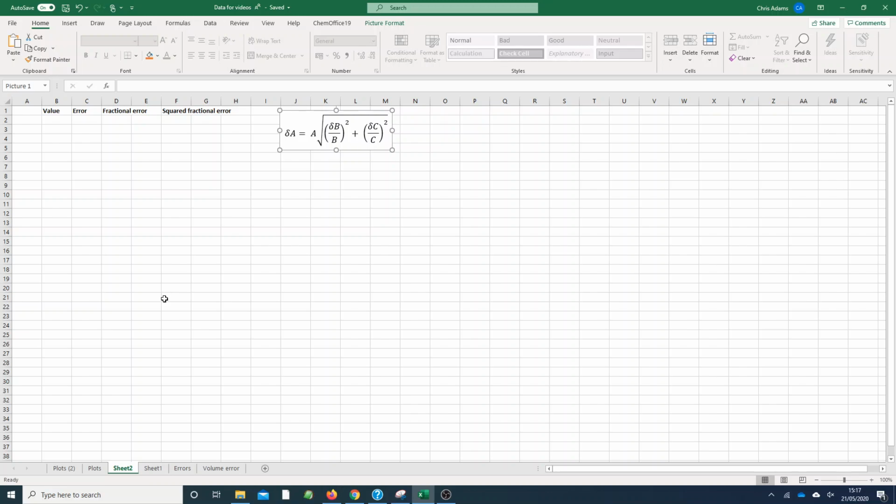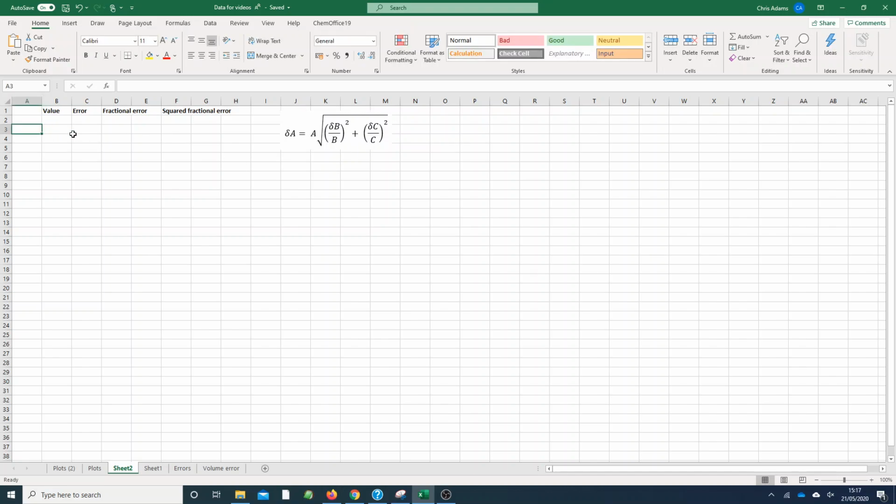So this recording is to help you calculate the root squared error in calculations where you're multiplying things together or dividing them. I've put the formula for the root squared error over here in this box on the right. So let's do an example to see how it works.